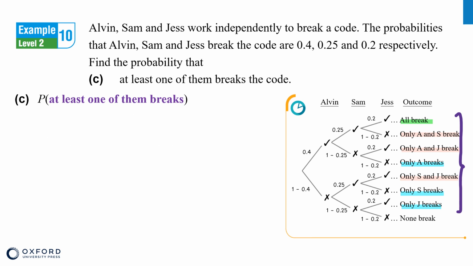Or in a simpler way, subtracting the probability that none of the 3 people break the code from 1. We've already found the probability that none of them break the code in Part A, which is 0.36. Therefore, the probability that at least one of them breaks the code is 1 minus 0.36, which is 0.64. That's it.